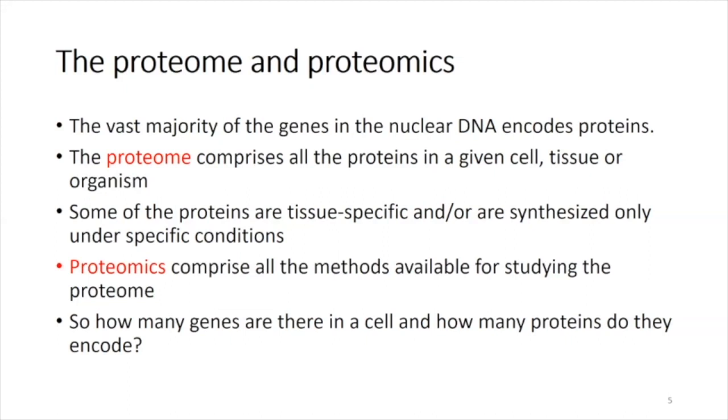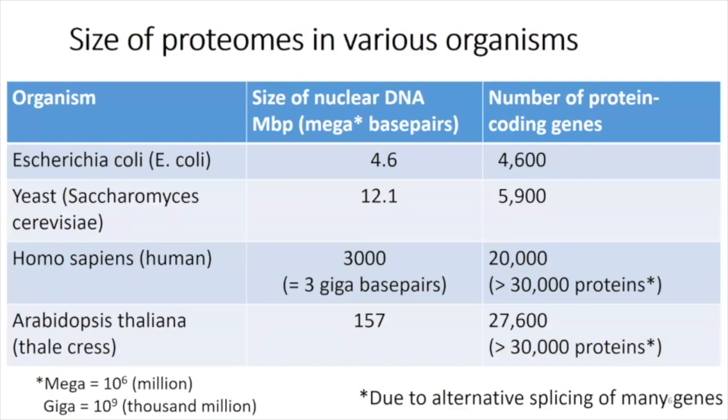To study the proteome, we first need to consider how many genes there are in a cell and how many proteins they encode. This table shows the size of the nuclear DNA and the number of protein-coding genes in various organisms. In Escherichia coli, that's the well-known bacterium, the size of the nuclear DNA is 4.6 megabase pairs. Now, this is an important prefix to know. Mega means million, 10 to the 6th. Now, those 4.6 megabase pairs include 4,600 protein-coding genes.